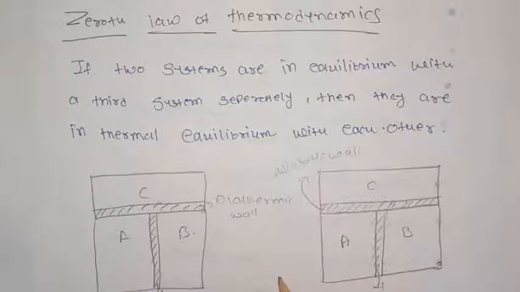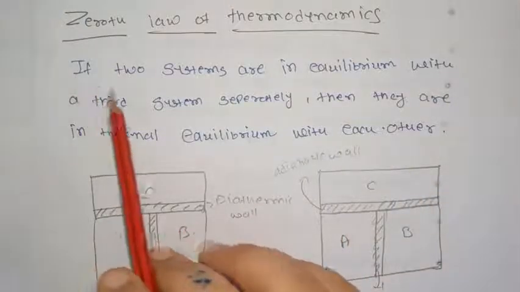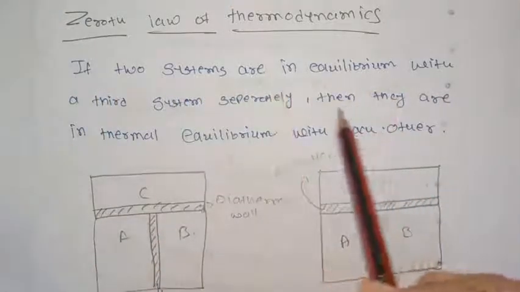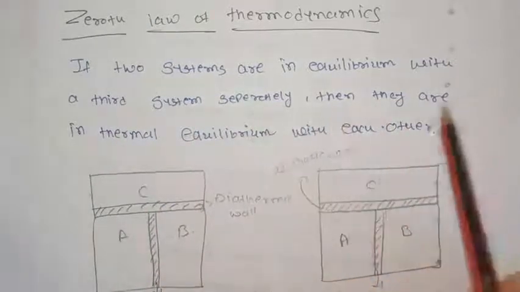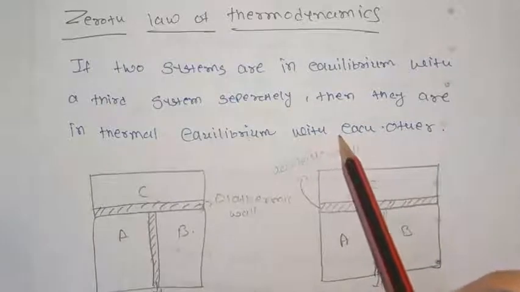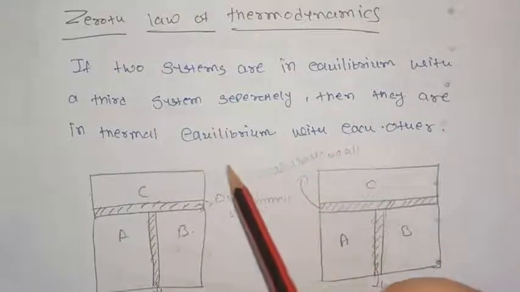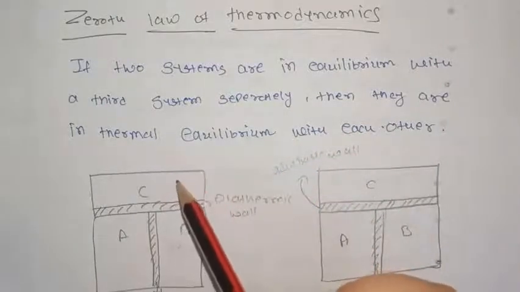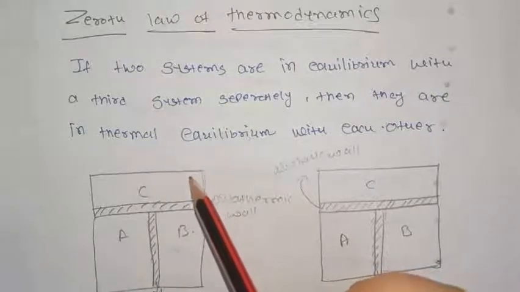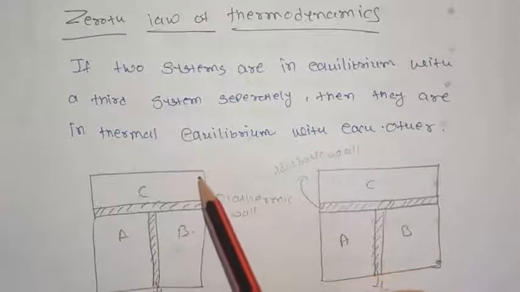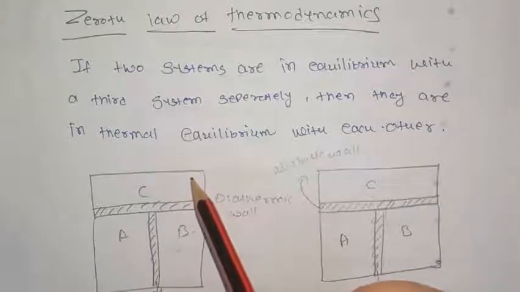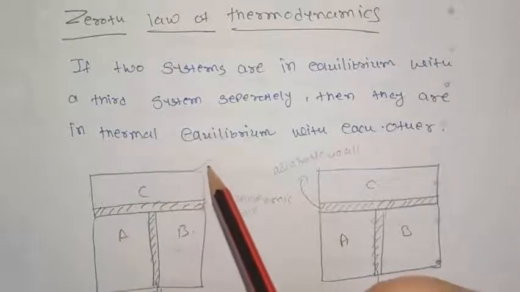This experimental fact is concluded in the Zeroth Law of Thermodynamics, which states that if two systems are in equilibrium with a third system separately, then they are in thermal equilibrium with each other. Two or more systems are said to be in thermal equilibrium if there is no exchange of heat between them when they are brought in thermal contact.